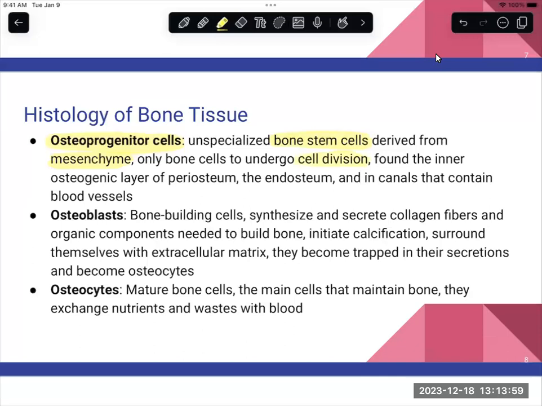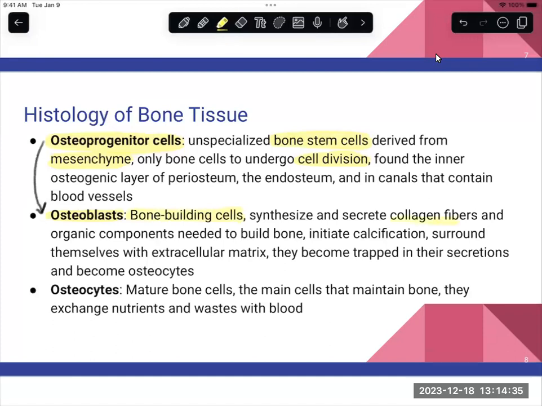The next type, we have osteoblasts. So these osteoprogenitor cells are going to differentiate into osteoblasts. That's when they divide, that is what they are making, are these osteoblasts. These blasts, as I mentioned before, blasts build. Osteo, bone, blast, build. So they're building bone.